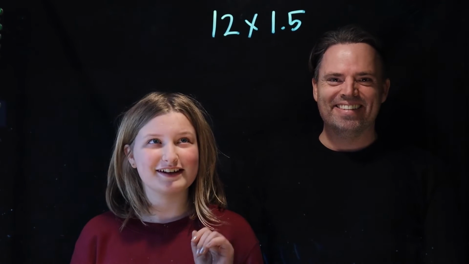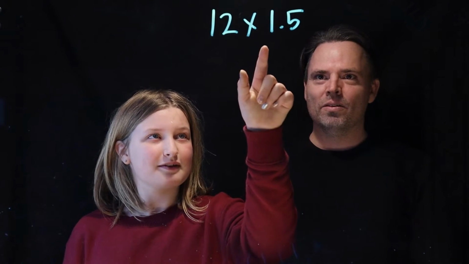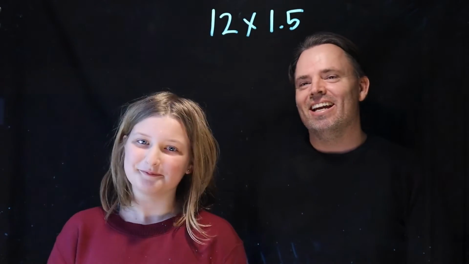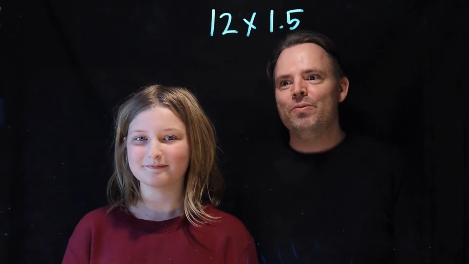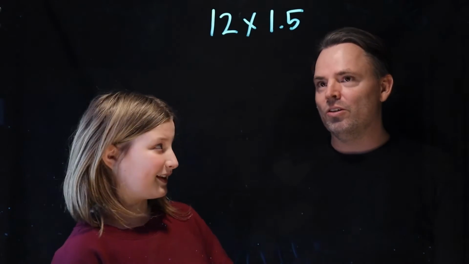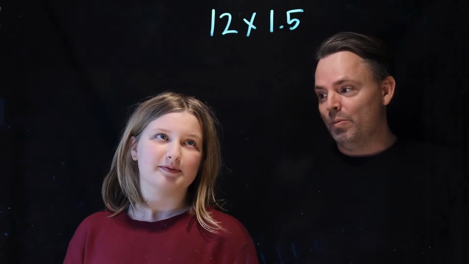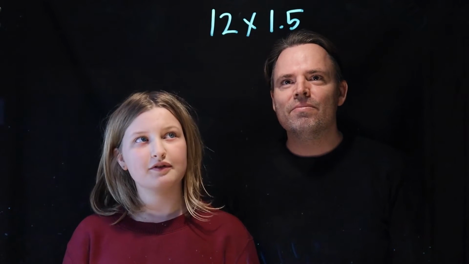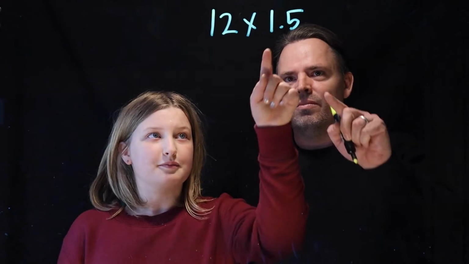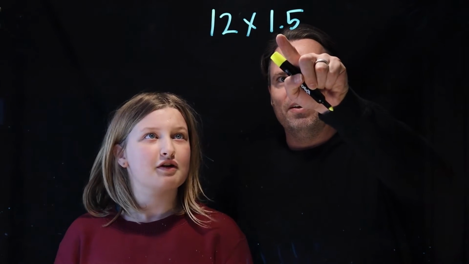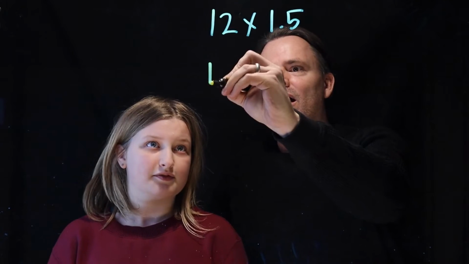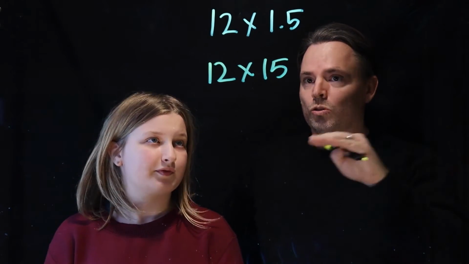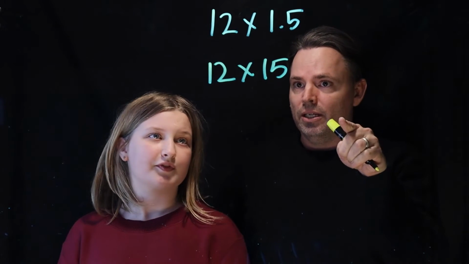Hi everyone, today we're doing 12 times 1.5 and we have Mark here to help us today. Hey Anna, so you have a strategy I hear for solving 12 times 1.5. You want to walk me through it? Well, first I want to ignore that little period over there and do 12 times 15. Okay, so you just want to ignore the decimal place and do 12 times 15. So how are you going to do this?